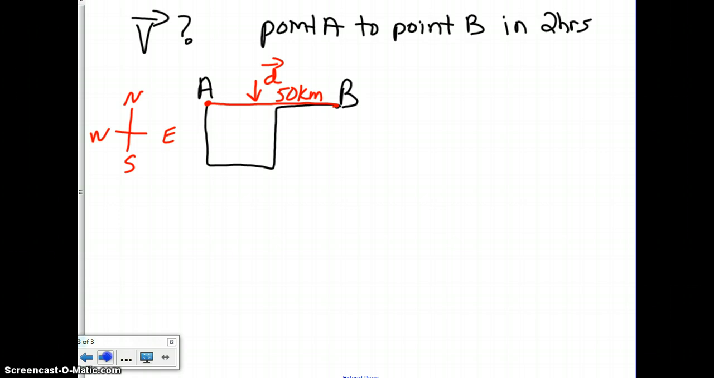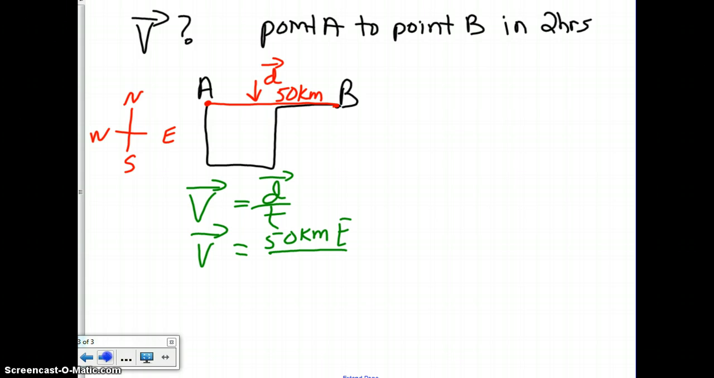So plugging this information into the formula, vector velocity equals displacement over time. The displacement would be 50 kilometers east divided by the time it took to be displaced, and that would be 2 hours. So in calculating this, this is going to be 25 kilometers per hour east.